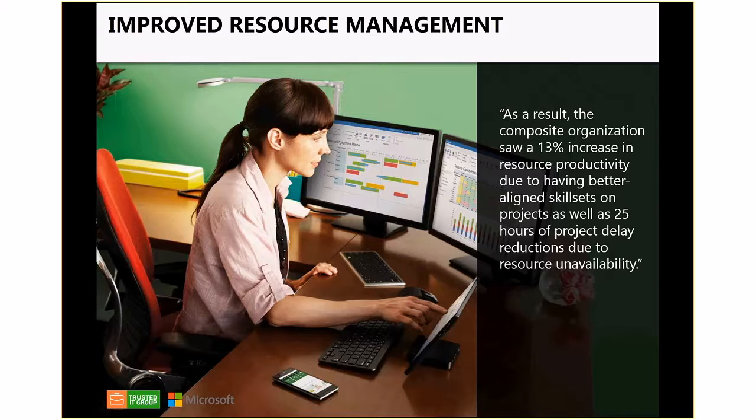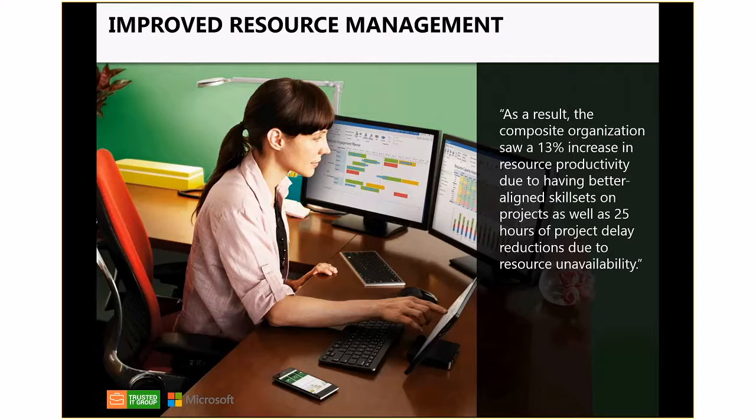So as a result, the composite organization saw a 13% increase in resource productivity due to having better aligned skill sets on projects, as well as 25 hours of project delay reductions due to resource unavailability. I don't know if you've ever had this situation where you're trying to put a task with a resource, and that resource isn't available. Now you're scrambling to see who's available. You might have to go over to the cubicle and see if they're available. Are they out? Are they on vacation? Are they busy with another project? It's kind of hard unless you have the right tools to help you do this kind of thing.